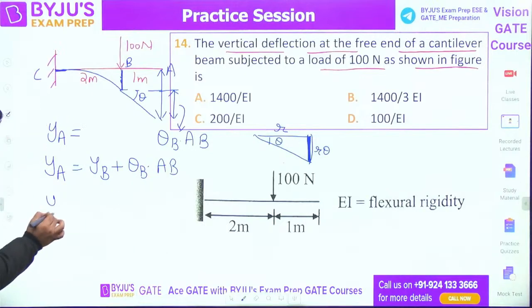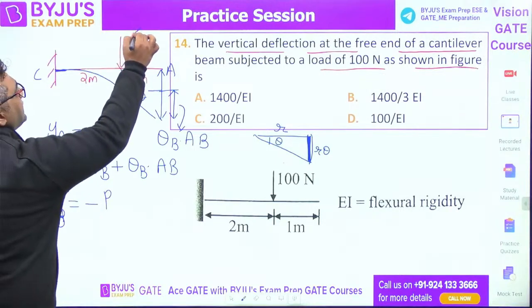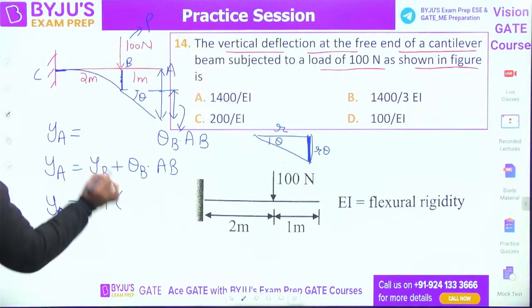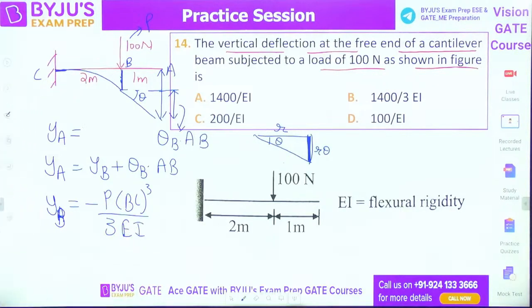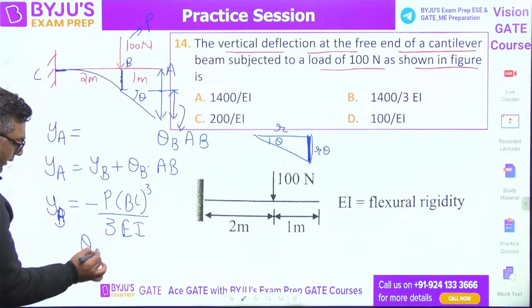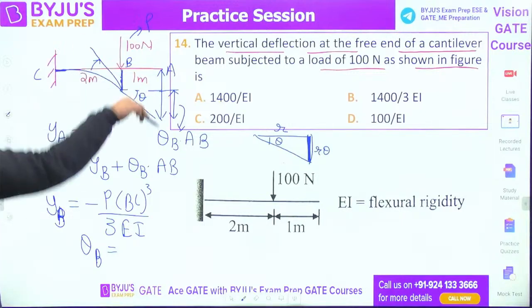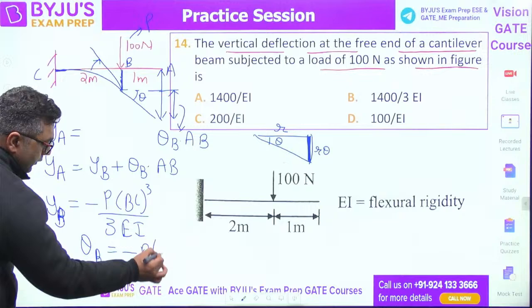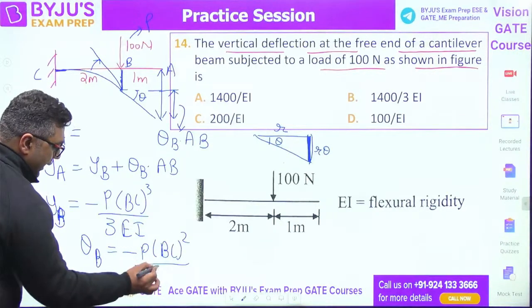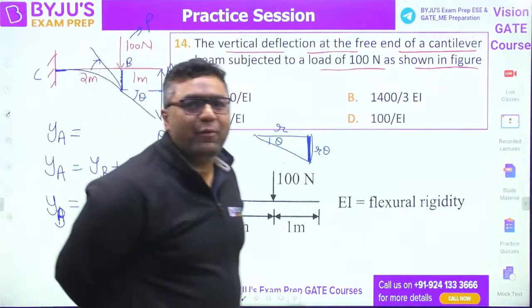And when you write deflection at B, it will come out to be minus, load is 100 Newton, minus P, assume it as P, minus P L cube upon 3 EI. You need not put the value of EI. What is theta B? Here the slope is going to be clockwise, which is considered negative. So this is going to be minus P L square upon 2 EI. Just put the values in this, get the answer. Let us see how many of you give the right answer.